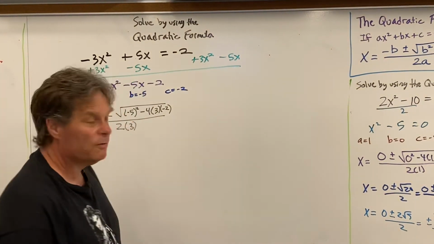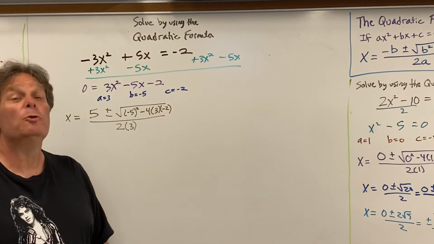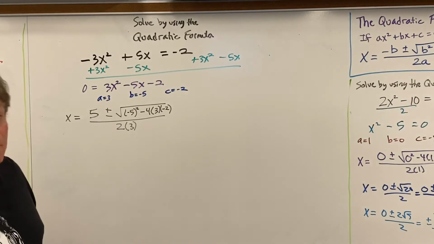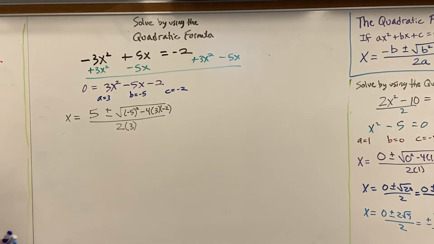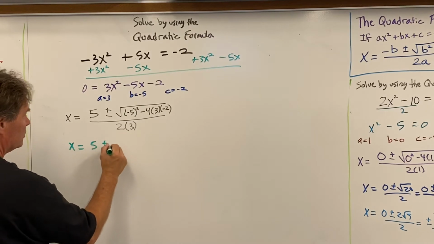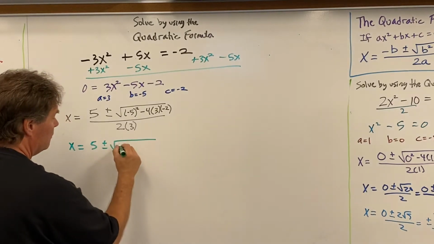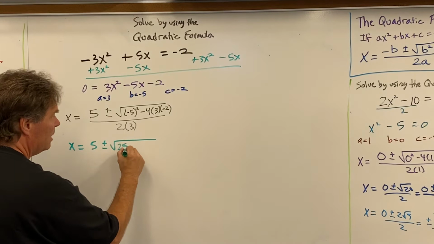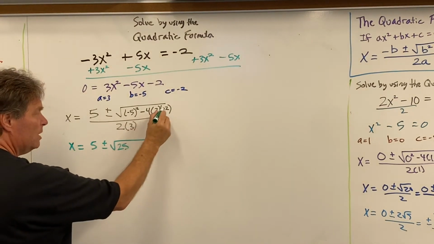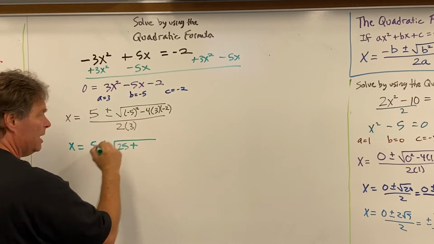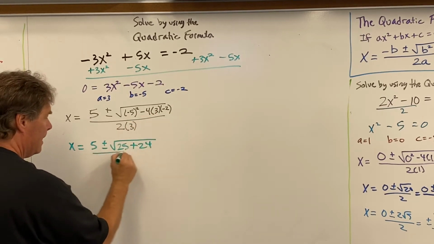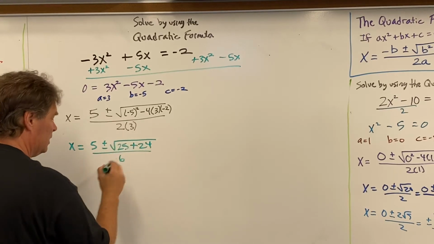Well, gee, what if I don't know the quadratic formula? Well, you better learn it. That was the whole point. You gotta memorize the quadratic formula. So here we go. So x is 5 plus or minus square root of 25 minus. So look, the minus and the minus net out to be a plus. 4 times 3 is 12 times 2 is 24, over 2 times 3 is 6.